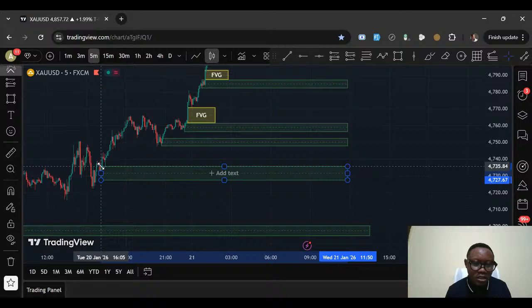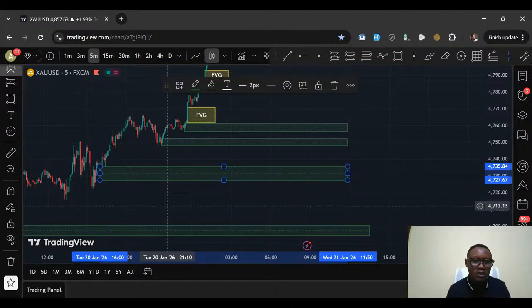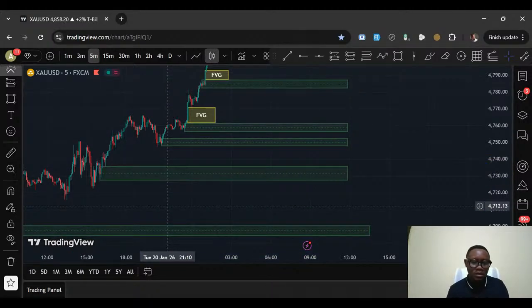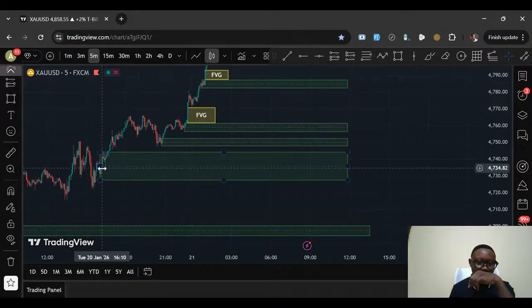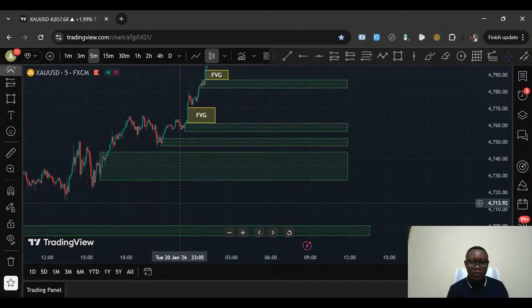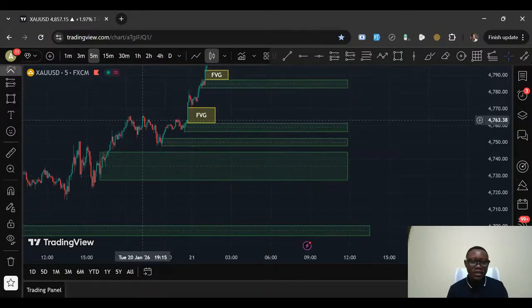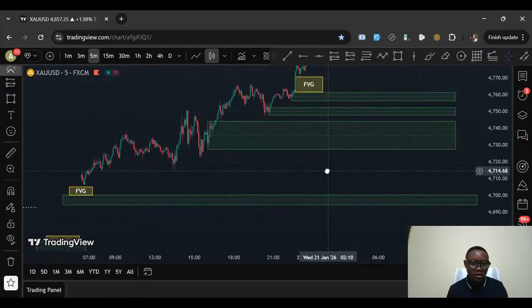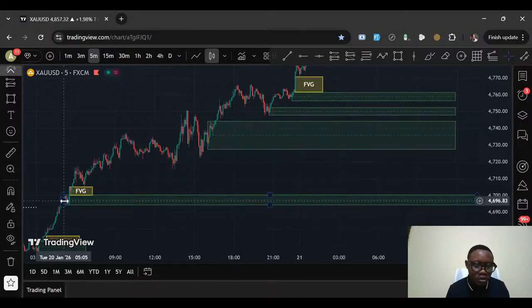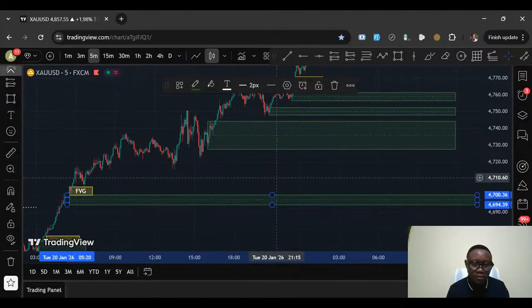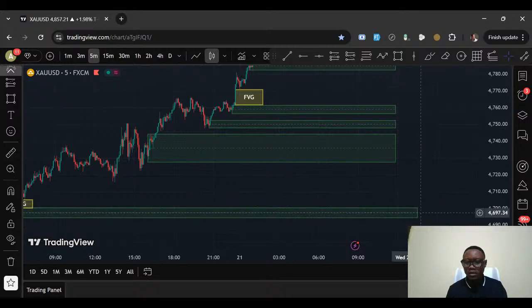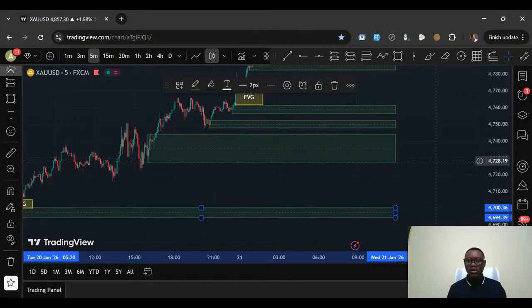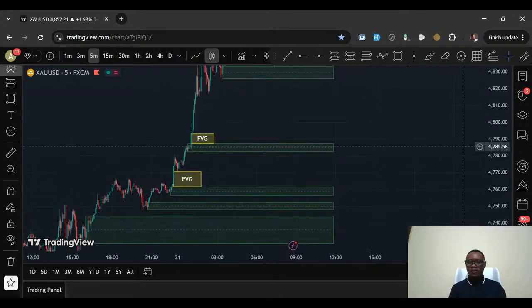This has been mitigated. This one has been mitigated. Let me take it back to this. It has been mitigated. We can do this. So this one has been mitigated on the 5M. So let's leave it at this. So this, let's refine it to this. Okay, so this is fine. This is fine.